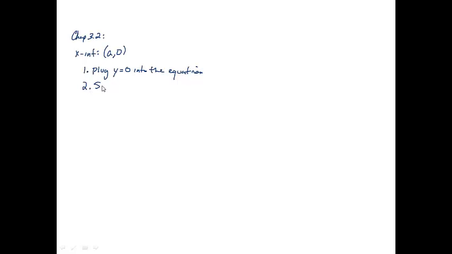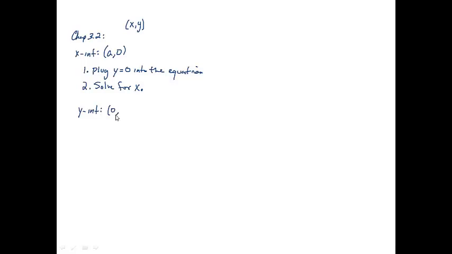Then you solve for x, and x is going to equal some number. And then you want to make a point, and that is going to be that number, comma 0. Because remember, a point is always x, comma y. The x is going to be some number, and the y was 0. So that's the x-intercept.